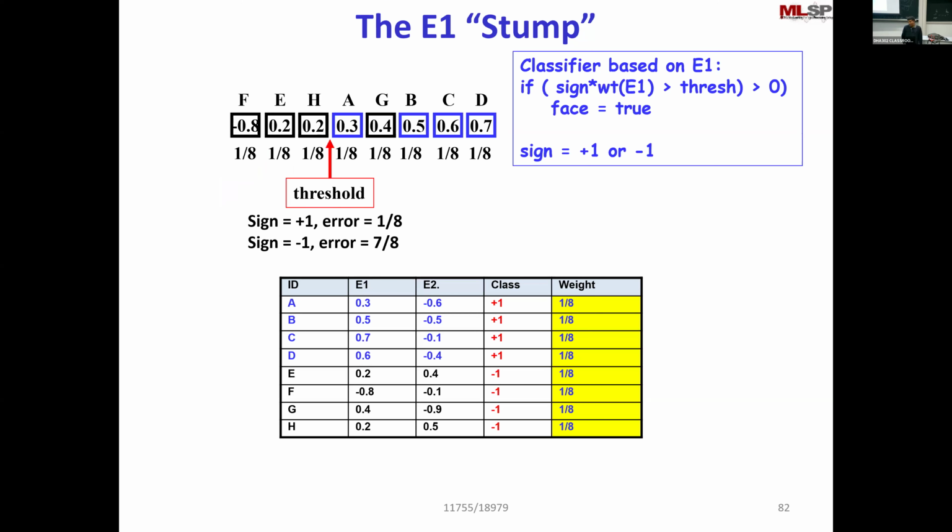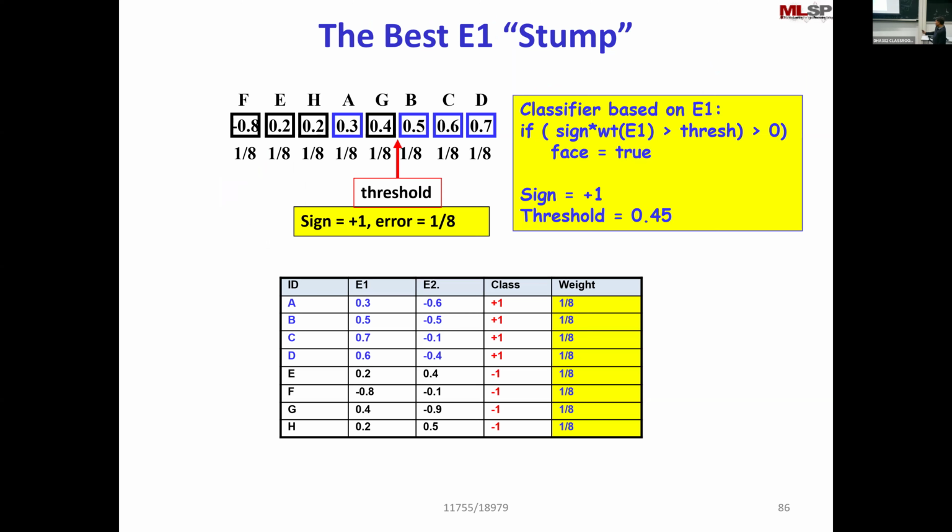And eventually I'm going to find that if I build my classifier based only on E1, then the best classifier applies a threshold between instances G and B, a threshold of about whatever that value might be, right? 0.45. And in that case, I'm going to make just one mistake. The error is 1/8, right?